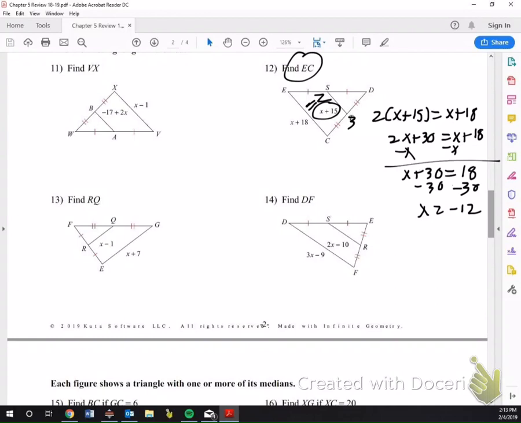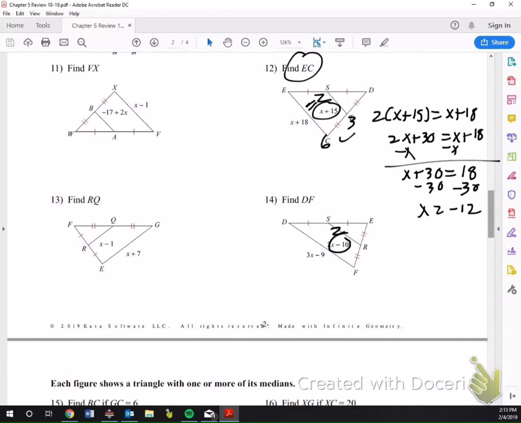So, if I plug the negative 12 in there, I get negative 12 plus 15 is 3. If I plug a negative 12 in on the bottom, I get 6. So, EC equals 6, and 6 is 3 times 2, so we're all good. It checks. So let's go down to D. We're going to find DF on number 14.